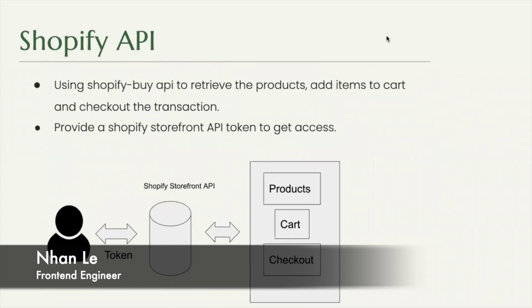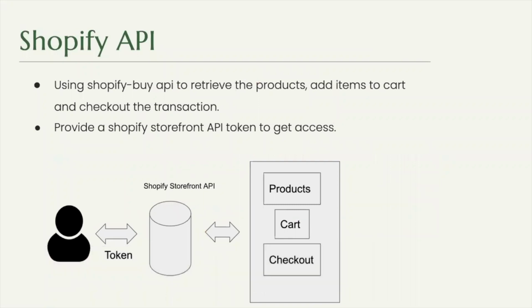We're using the Shopify Buyer API in React to retrieve the initial information, add the item to the cart, and get the checkout IDs. To get access to the Shopify API, we have to provide a token. And also we can request the API to get the product detail by providing the product ID, or we can request the API to get the cart detail by giving the checkout IDs.